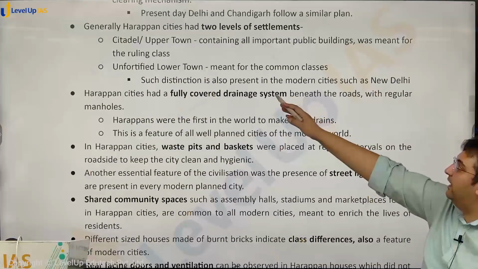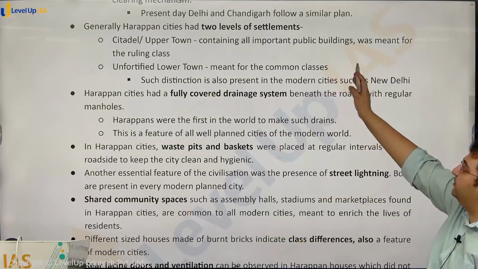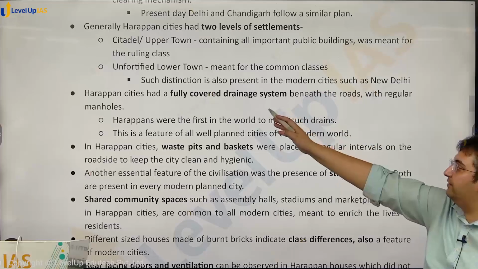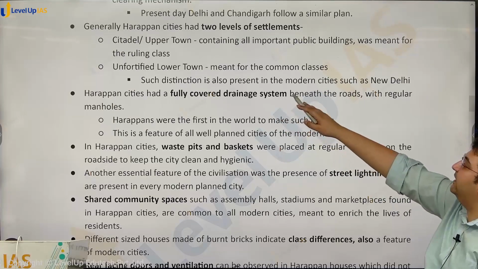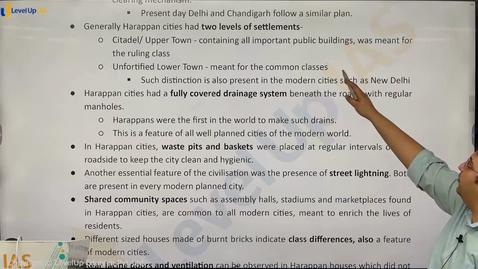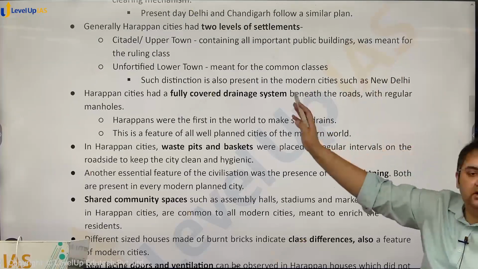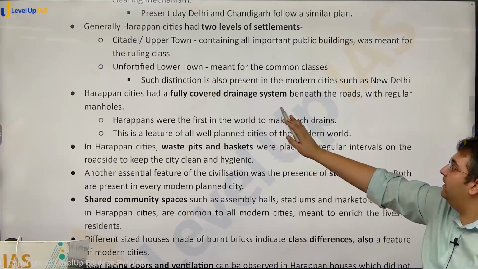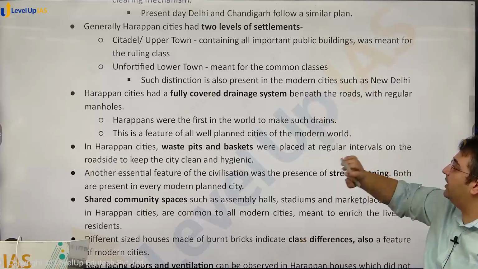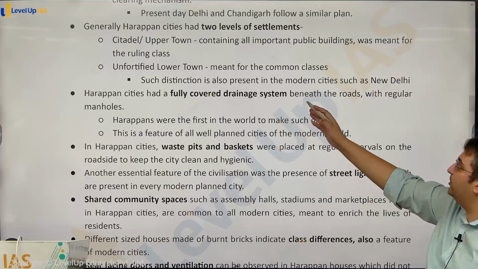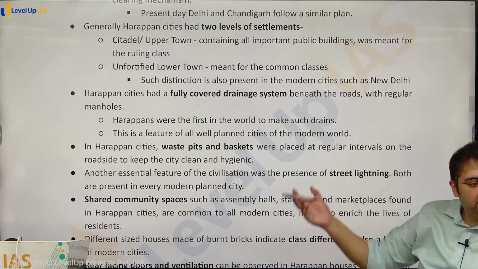Second, generally, Harappan cities had two levels of settlement, citadel or upper town, and unfortified settlement or lower town. Citadel consisted of all the important public buildings and was meant for the ruling class. The unfortified lower town was meant for the common class. Such a distinction is also present in all the modern cities such as New Delhi.